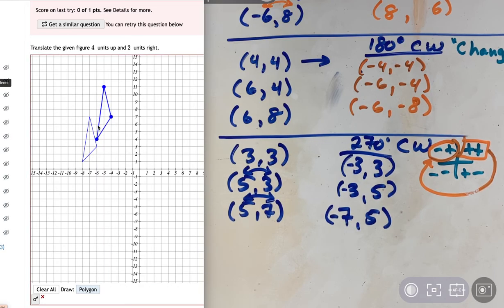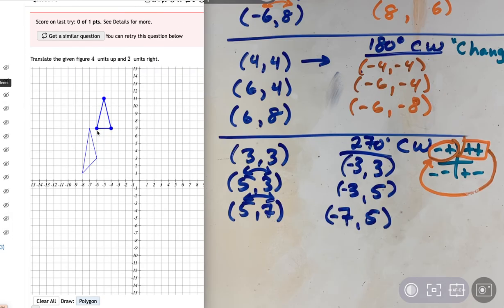Oh, I made a mistake. I didn't count carefully as I'm talking here. 1, 2, 3. Okay. 1, 2, 3, 4. I gotta pull that one up just a little bit. Hopefully it'll let me. Let me do that again. So 1, 2, 3, 4, 2 to the right. There you go. Again, take your time like I did.